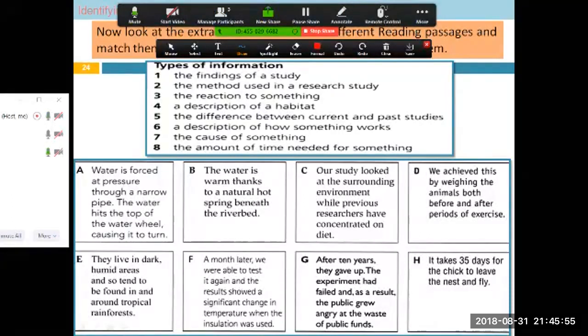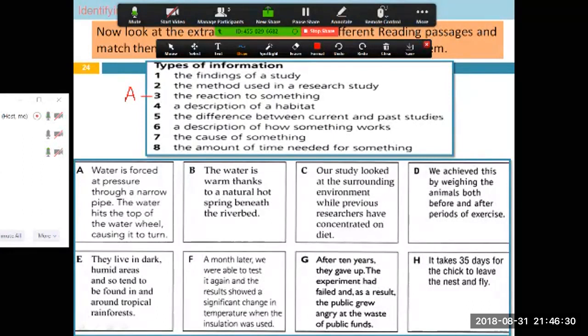Is it the method used in a research study? No. The reaction to something? Possibly, yes. For the time being, whenever you are confused, because this is our first reading, obviously we have to see the other options as well. I'm just writing A here, but I'm not striking it out, because this option is still open. Now, a description of a habitat?